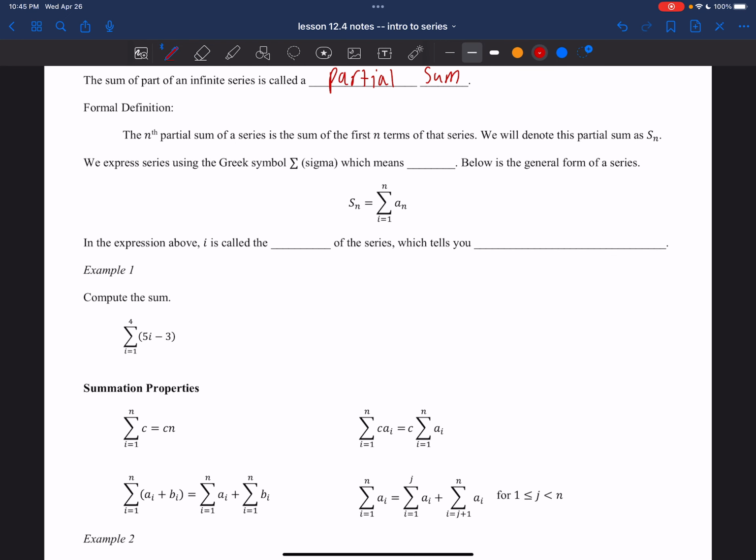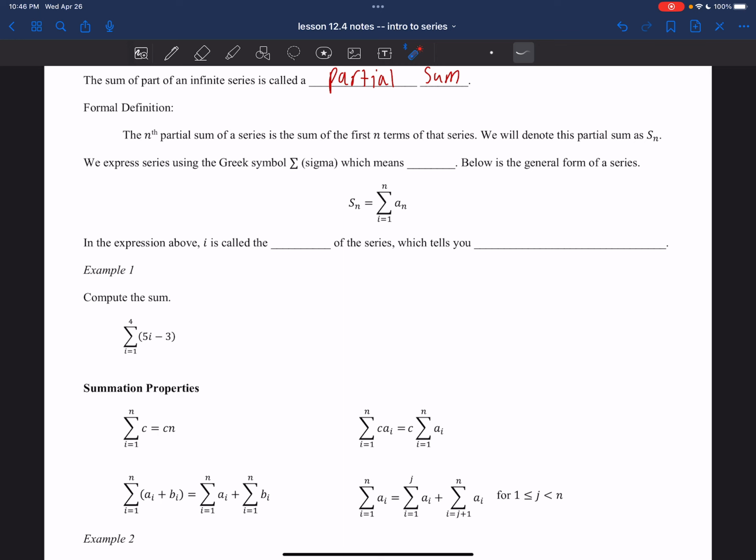And then I just wanted to put the more formal definition here. The nth partial sum, and remember n refers to the index or term number, of a series is the sum of the first n terms of that series. We'll denote a partial sum capital S sub n. That's usually S sub n referring to a partial sum where n is a finite value. That's not to say you can't make it infinite.